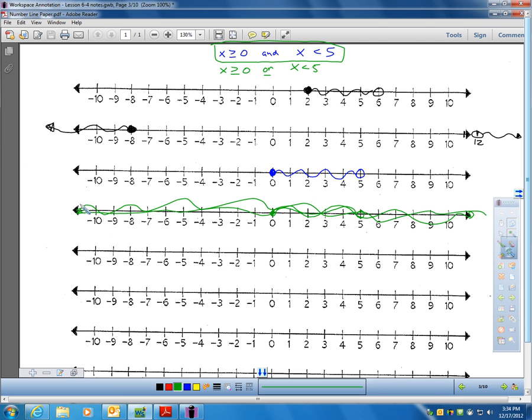Well, let's think about it. Let's pick negative 100. Is negative 100 greater than 0 or less than 5? Well, yeah, it's less than 5. It's "or." Or let's pick 1,000,000. Is 1,000,000 greater than 0 or less than 5? Well, yeah, it's greater than 0. So the word "or" opens up a whole bunch of different possibilities.